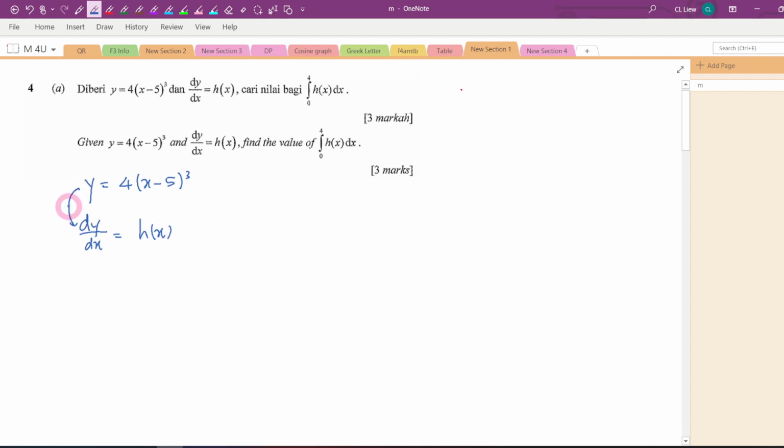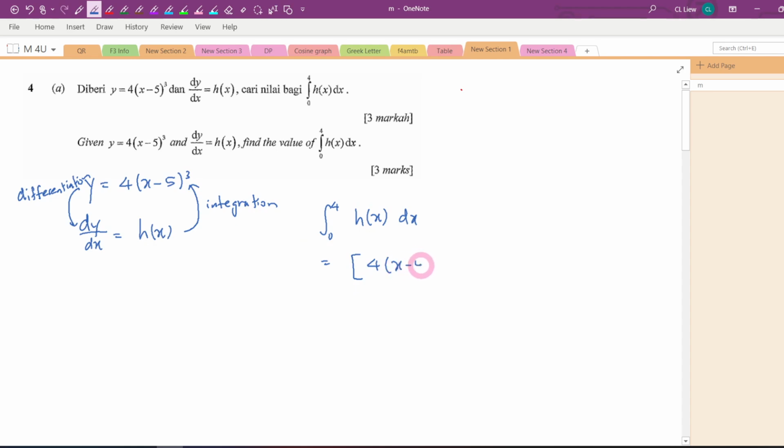From here, go here, this is differentiation. So if we want to go backward like this, it will be integration, right? Integration is a reverse of differentiation and vice versa. Okay, we want to find the definite integral of this, 0 to 4, integrate h of x with respect to x. Now, integrate this one, we should be able to get back this, right?